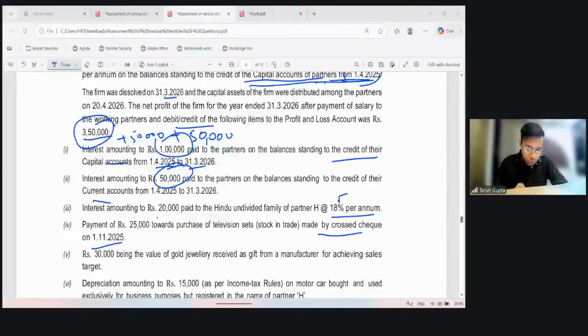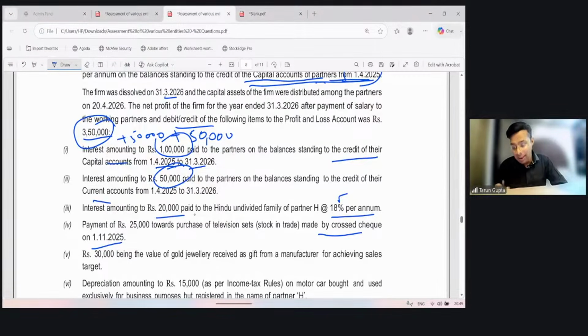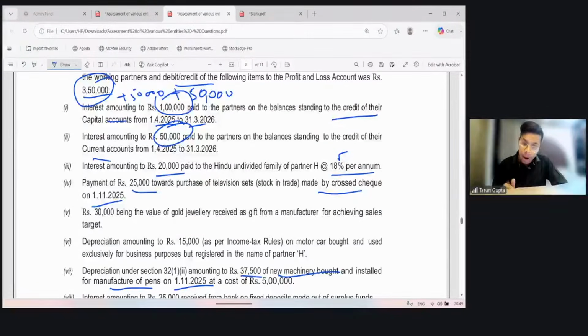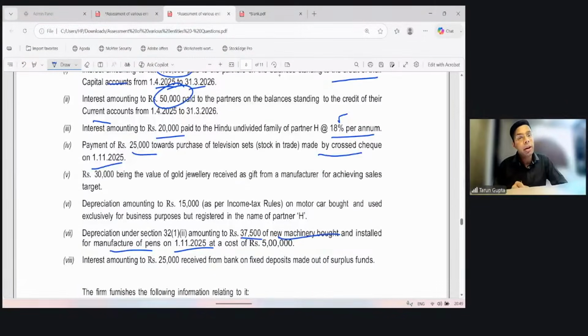No adjustment on account of this 20,000 because even though it exceeds the 12% rate, it is not paid to the partner. This 25,000 shall be added back because it exceeds 10,000 and is not paid by banking channel. No adjustment on account of 30,000. Why? Because it should be included in the income, and it is already included in the income. No adjustment in respect of 15,000 as well for depreciation, because the fact that the registered owner is a partner does not make a difference. It does not disqualify the firm from claiming depreciation.